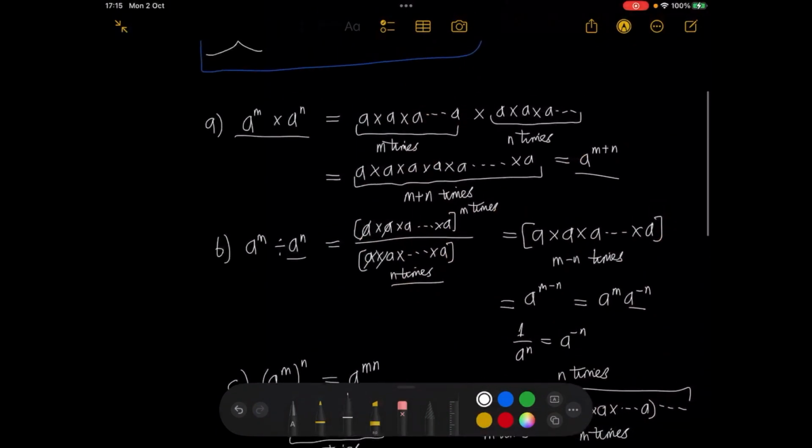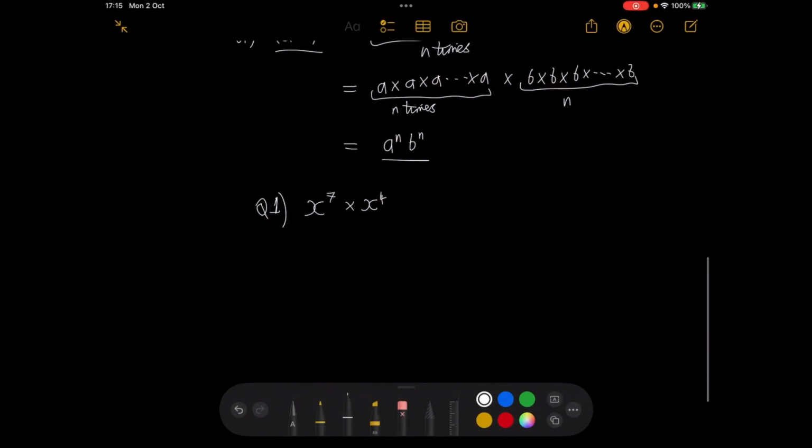Now using our first rule, rule A, we can simply say that this is equal to x to the 7 plus 4. And that's a bit of simple addition, we get x to the 11. Okay, let's try another question.